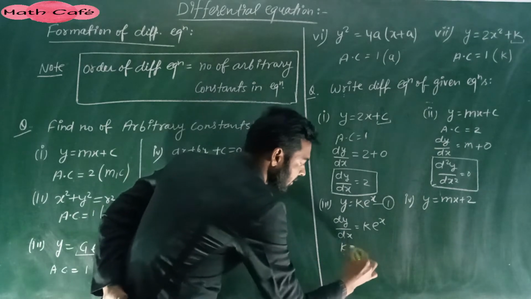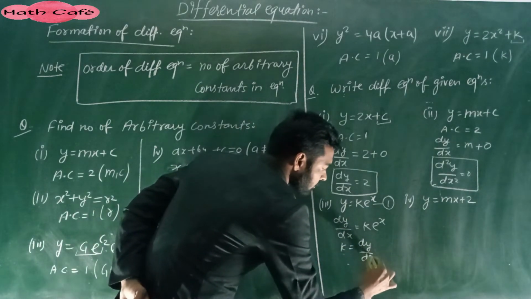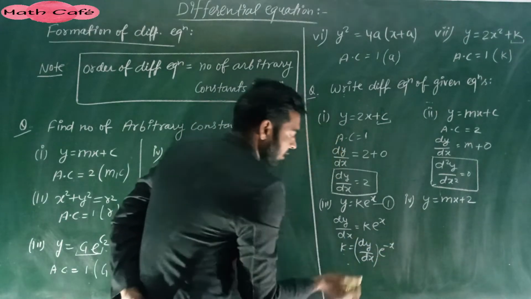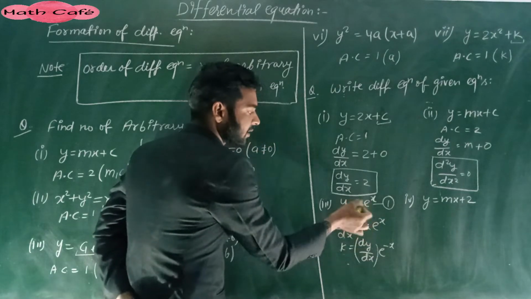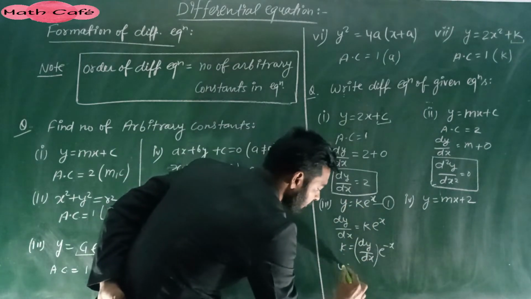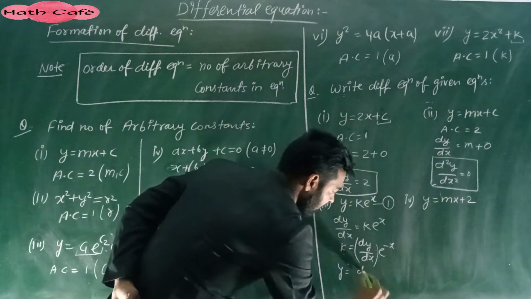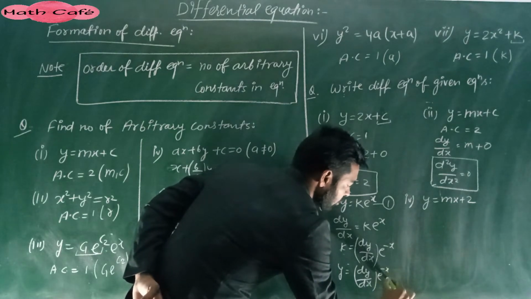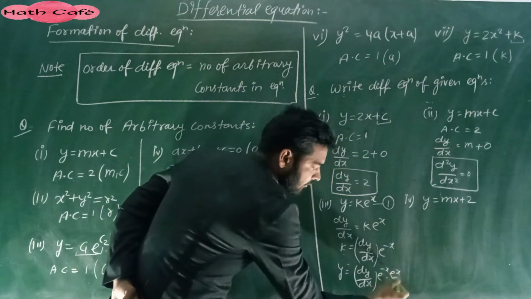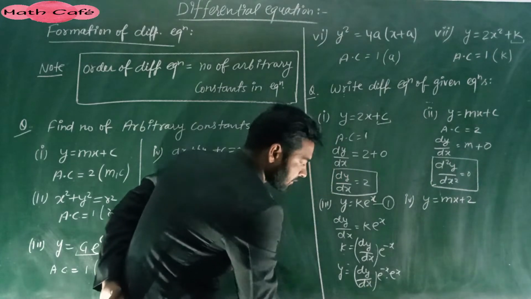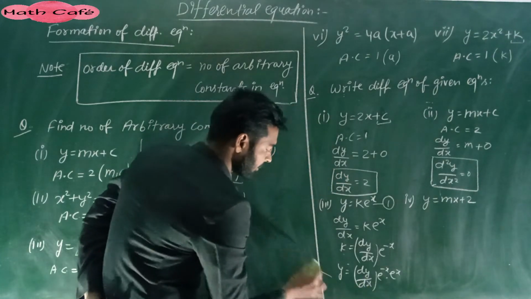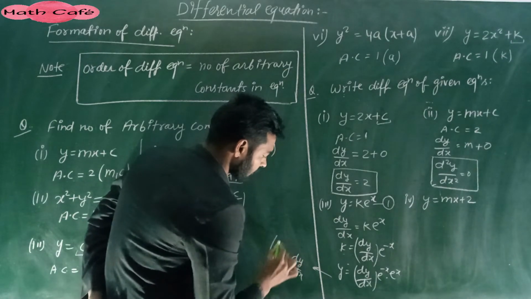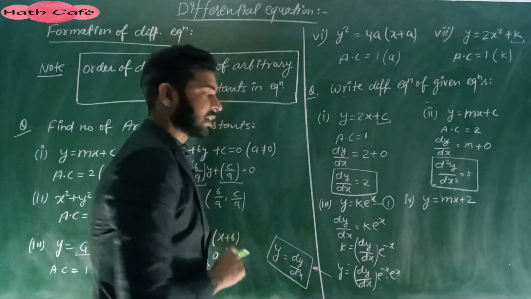So here k will be dy by dx divided by e raised to x, so this will become e raised to minus x. So I can put the value of k in the given original equation. This will become y equals dy by dx into e raised to minus x into e raised to x. So this will become 1. So the original differential equation will become y equals dy by dx. Alright, so this is our answer.